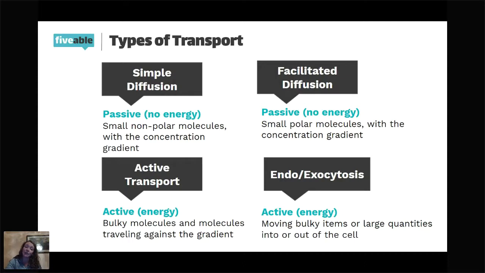And then lastly, endo and exocytosis. So endocytosis is bringing in either something large or a large quantity of something from outside of the cell. A good example would be like a white blood cell engulfing a bacteria cell. And then exocytosis would be releasing from the cell into the outer area a large molecule or large quantities of something. So this is sometimes used if a cell is sending out like massive amounts of a cell signal. They'll use exocytosis. And that for the most part will use energy.